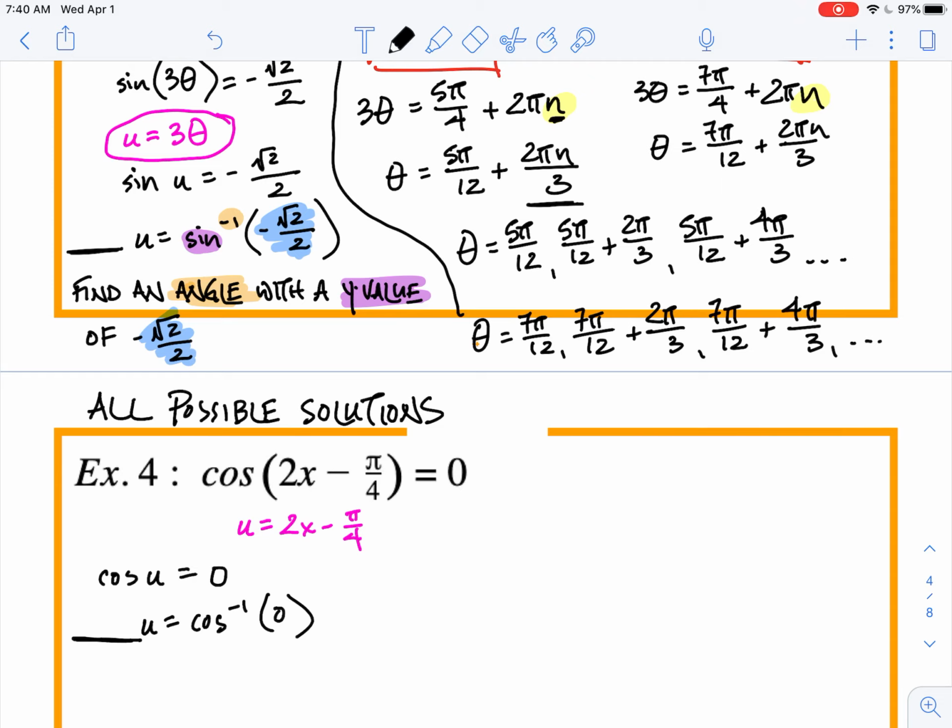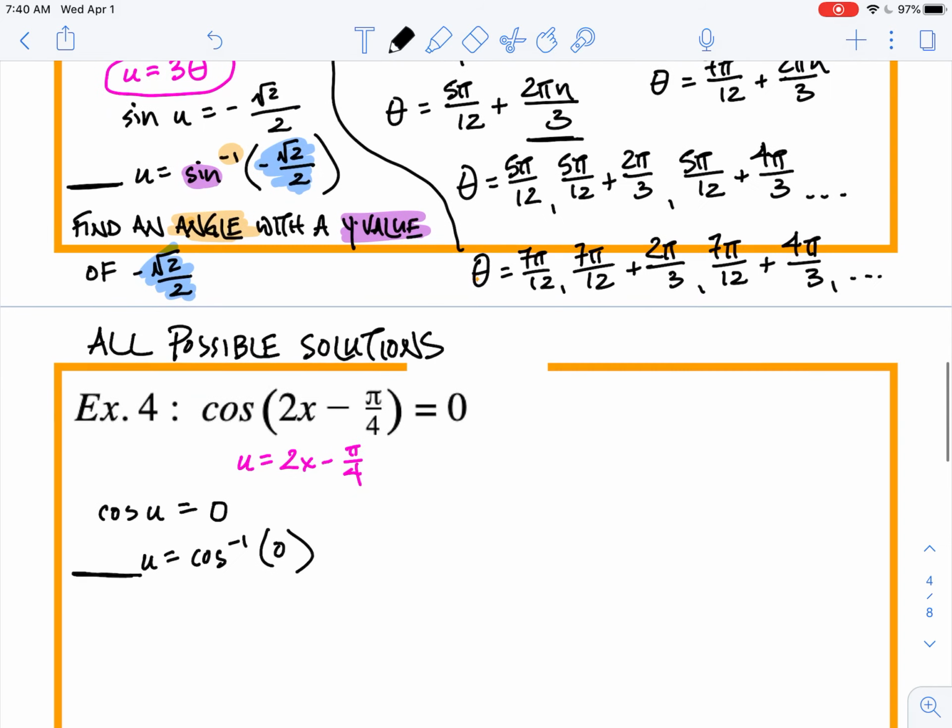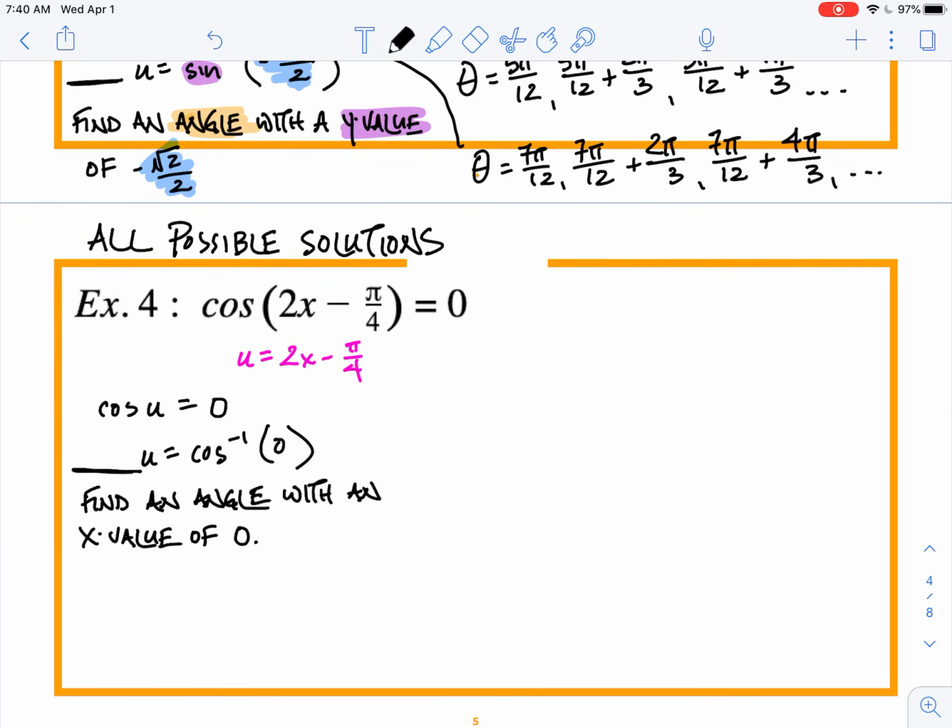And again, I'm not writing that on the left-hand side because I know they're going to cancel out, and the purpose is to get the u by itself. And so let's take this and let's translate it. This says find an angle with an x value of 0. So we're going to go ahead and look at our unit circle. Where do we have an x value of 0? And we're going to find that this point up here and this point up here both have x values of 0. And so if we write those down, we're going to notice that one of them is going to be pi over 2, and the other one is going to be 3 pi over 2.